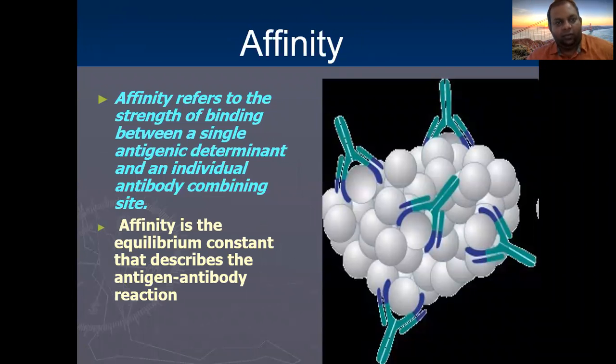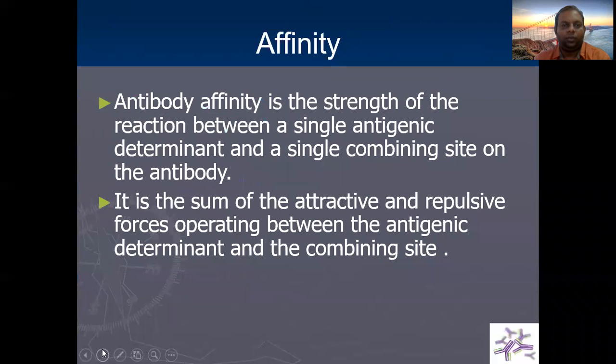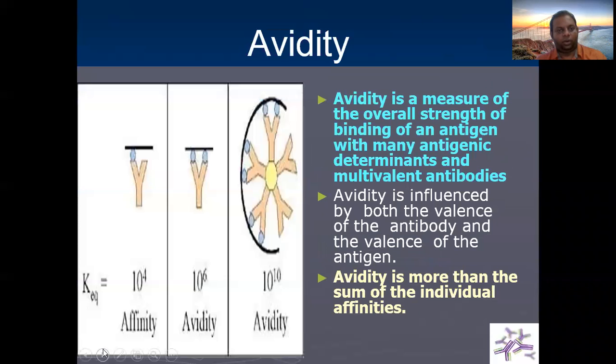Affinity. Affinity refers to the strength of binding between a single antigenic determinant and an individual antibody combining site. So this is the antigenic determinant and this is the antibody combining site. Affinity is the equilibrium constant that describes the antigen-antibody reaction. Antibody affinity is the strength of the reaction between a single antigenic determinant and antibody site. So avidity is different. It's a measure of the overall binding strength. That's avidity, the overall strength.